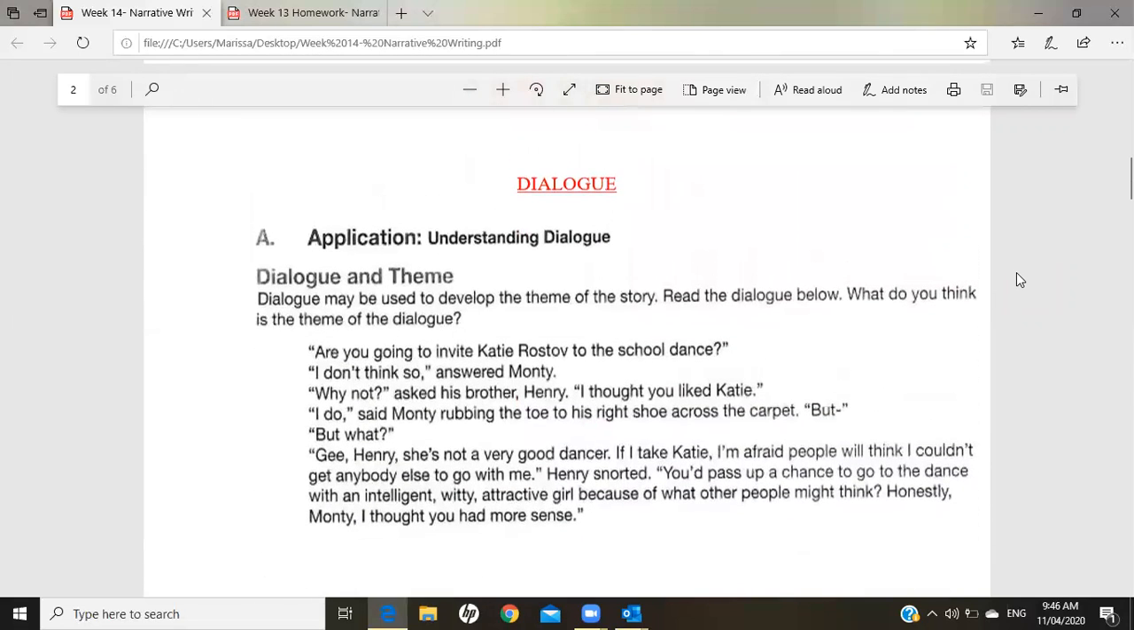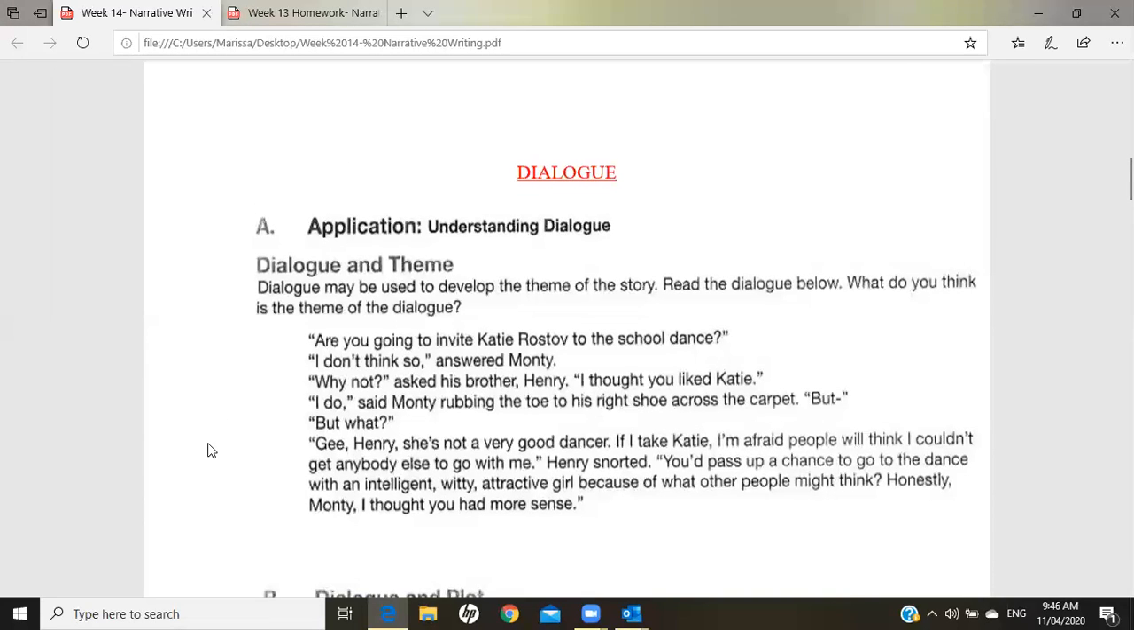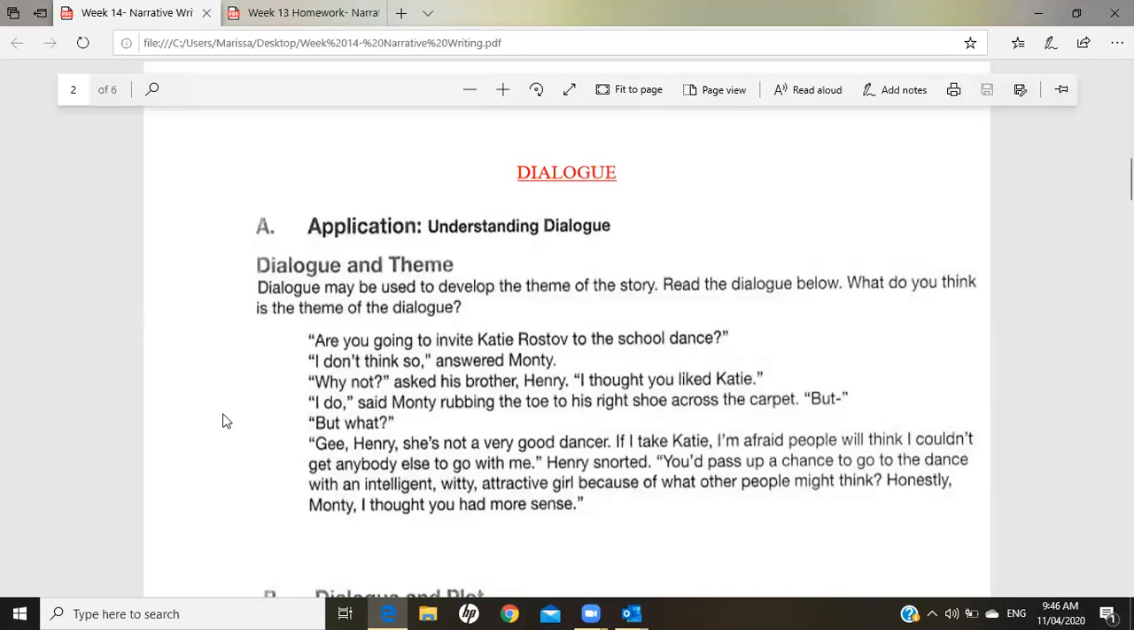The next exercise is on dialogue. So it says dialogue and theme. So remember, dialogue may be used to develop the theme of the story. Read the dialogue below. What do you think is the theme of the dialogue? So I'm going to ask you all, just from reading the dialogue, if you are able to tell me what is the theme of this part of this little story. And remember to pay attention. The theme could be anything from love, friendship, hate. So I'll be calling on someone to tell me what they think the theme of this little dialogue is.